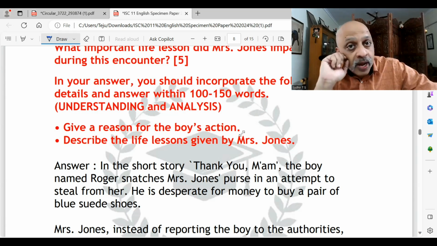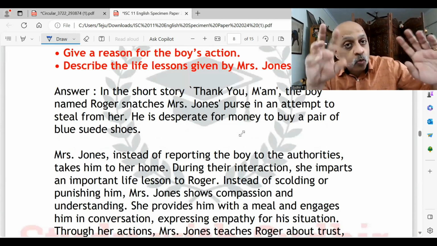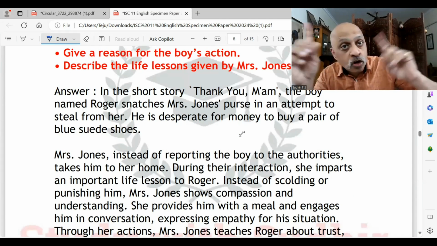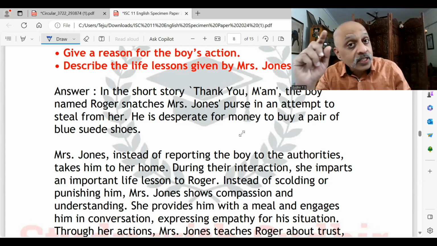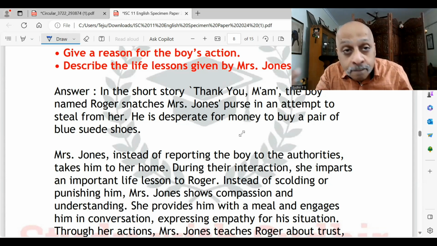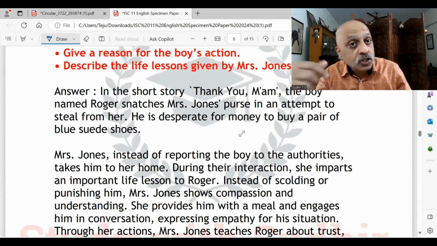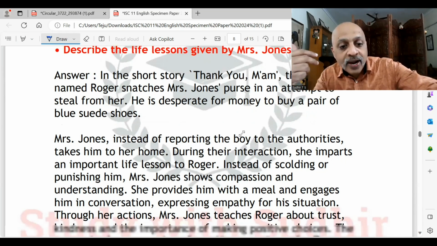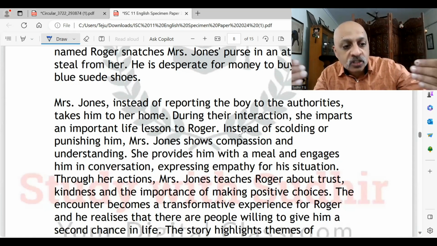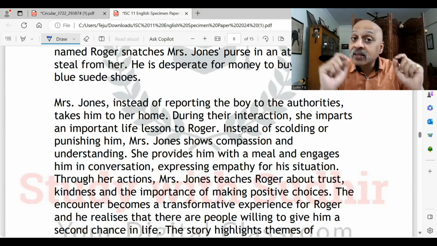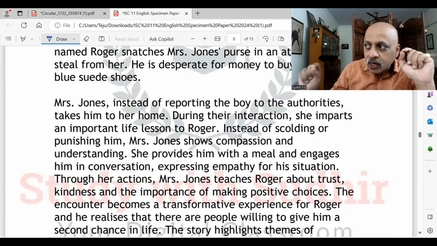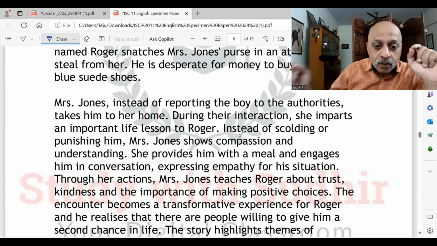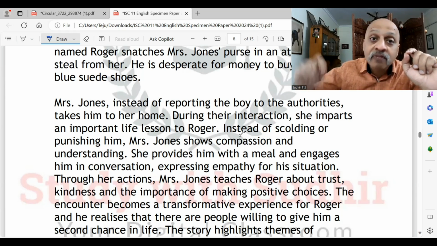He's desperate because he wants to buy a pair of blue suede shoes. Mrs. Jones, what does she do? She takes him home. She does not report him to the police, to the authorities, and she imparts an important life lesson. What is that? She does not scold or punish him, but she shows compassion and empathy, understanding. She feeds him. She engages him in a conversation. Okay. And through her action, she teaches Roger about trust, about kindness, and the importance of making positive choices in life. And the encounter transforms Roger, right? Because he realizes that people here are willing to give him a second chance.